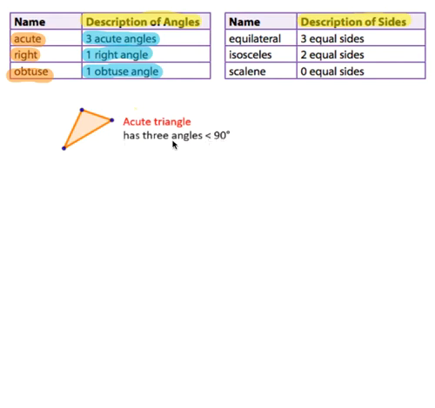So if all three angles are less than 90 degrees, then all three angles are acute, making it an acute triangle. So if we looked at this angle here, if you measured that, you would see that that is less than 90 degrees, less than 90 degrees, less than 90 degrees. So this is, in fact, an acute triangle. We're not looking at the sides at all. We're just looking at the angles.